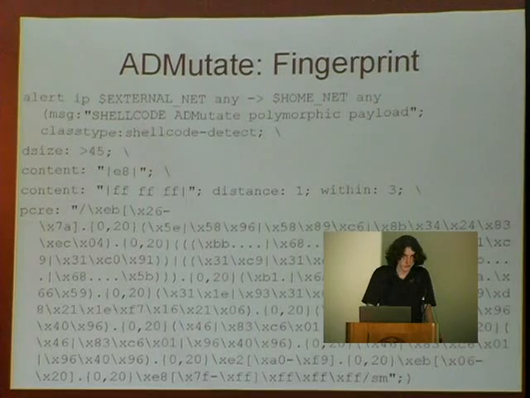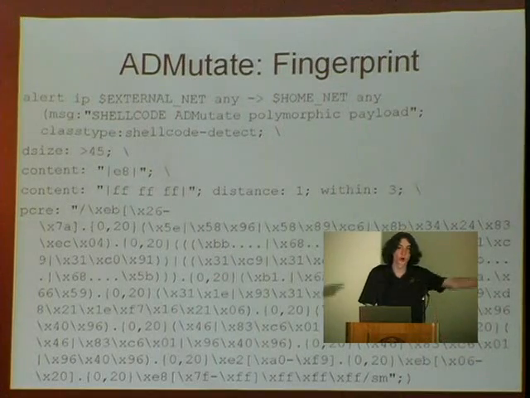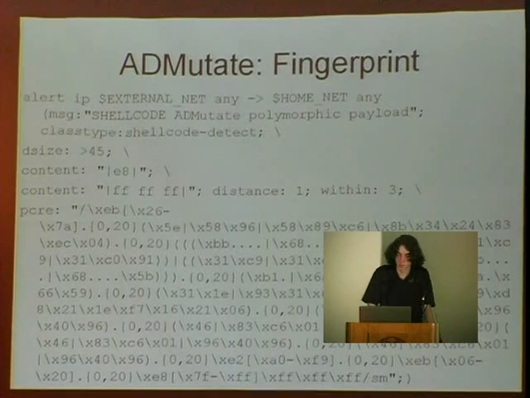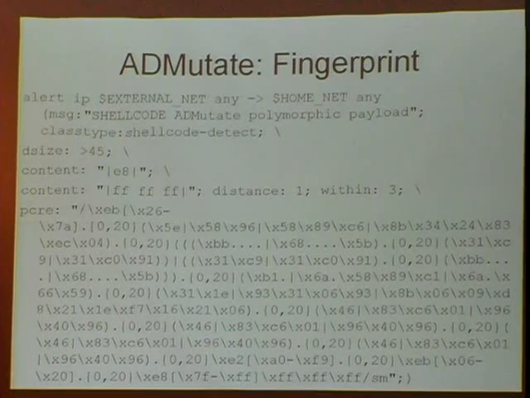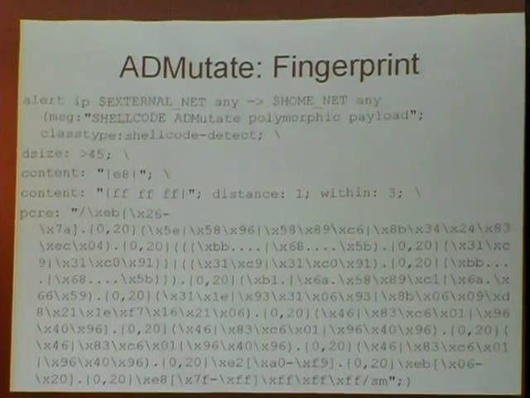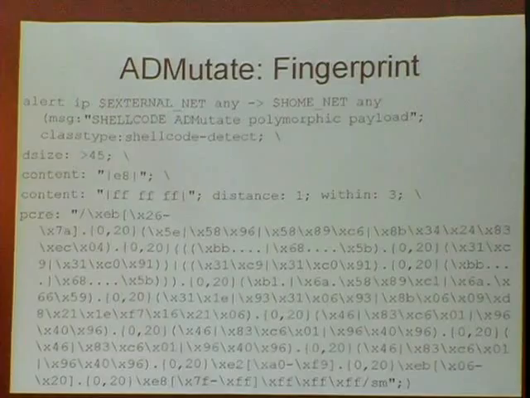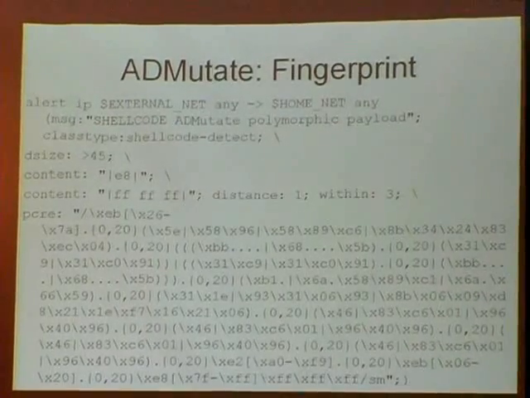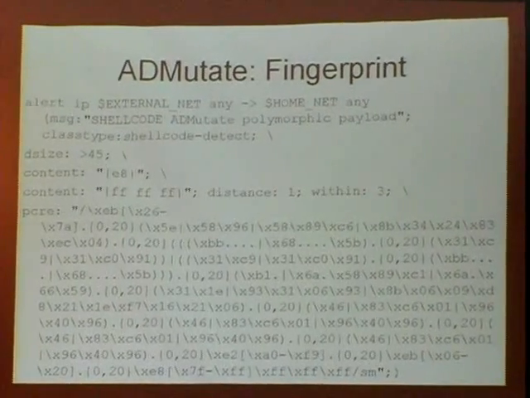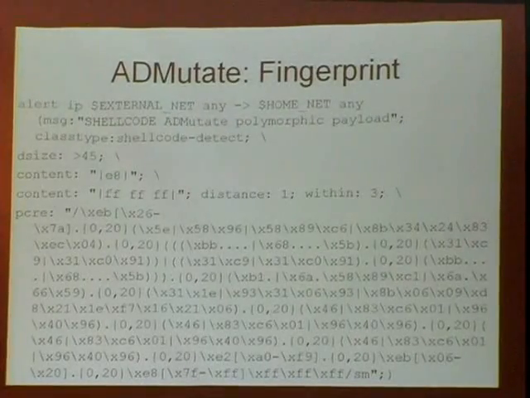This is the snort fingerprint that I developed for ADMutate. And again, the top 2 content lines are simply static bytes. The lower line is a Perl regular expression for the actual fingerprint, and it's just handwritten. And as you can see, it has the first instruction, EB26 to 7A, and then .0 to 20 means there can be either 0 or 20 random bytes in between the first instruction and the second instruction. So that takes into account the fact that random NOPs may be in there.